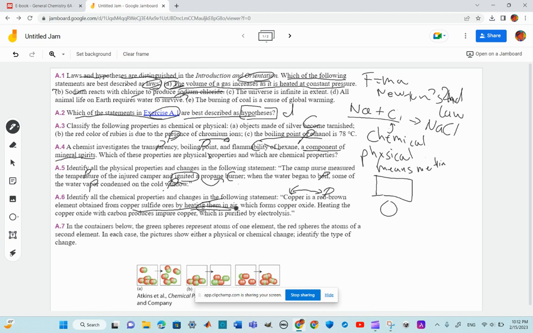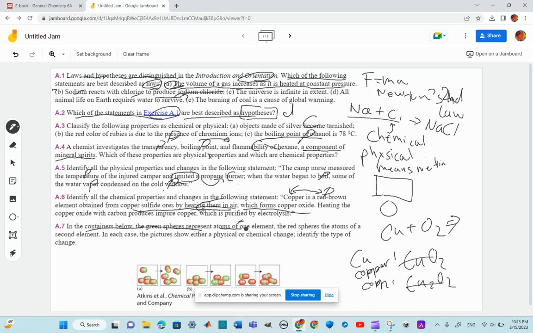when sulfur ore is heated in air, it means that it turns into this, which means there's oxygen getting in. So over here, Cu plus O2 equals some compound. It could be CuO2 or it could be Cu2O2 or something like that. The reason for the difference is that Cu is copper 1 and copper 2 could exist. So yeah. And then continuing below, the green spheres represent the atom of one element.